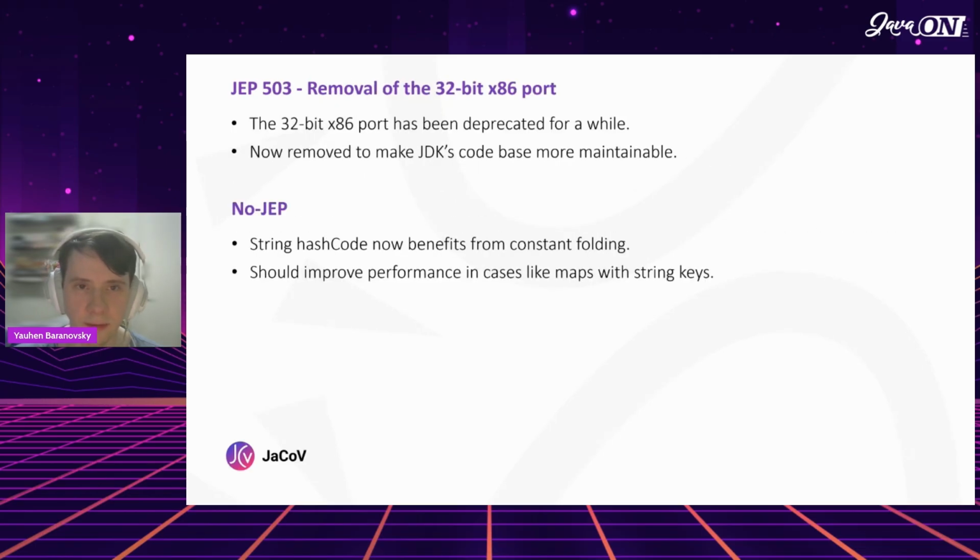The next JEP is about some code cleanup in JDK itself. They dropped support for the 32-bit x86 port because it wasn't used a lot and just obfuscated the code base of JDK itself. And a little bonus, it's not a JEP, but nevertheless, it's our beloved String class, and it has some small but pleasant improvements in hashCode implementation performance, which is nice to see.